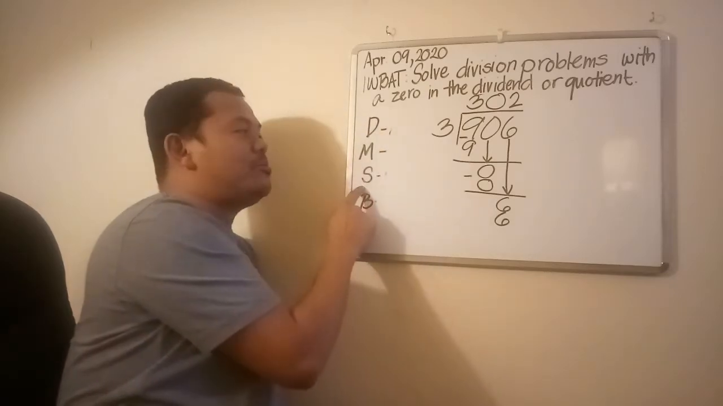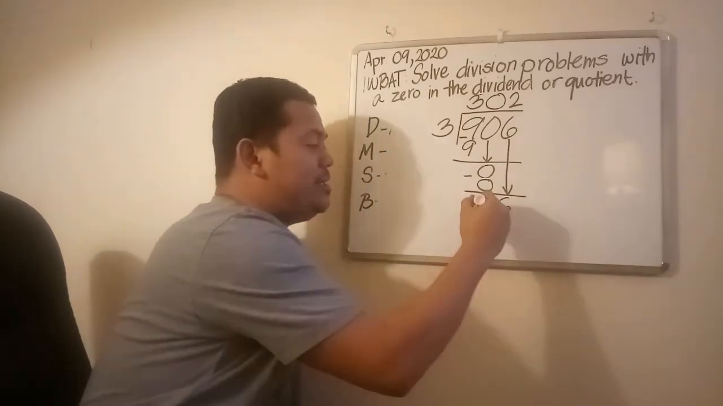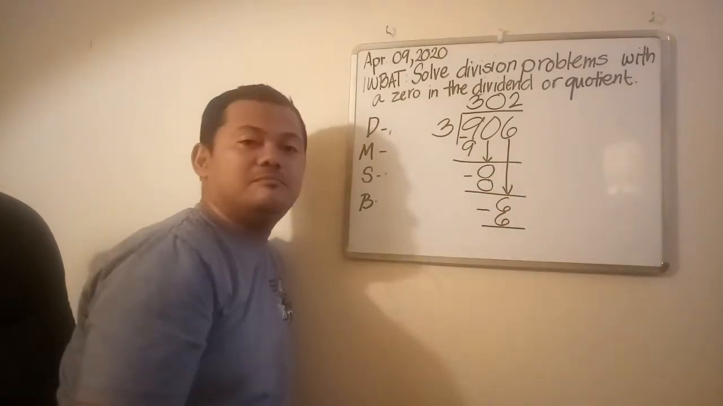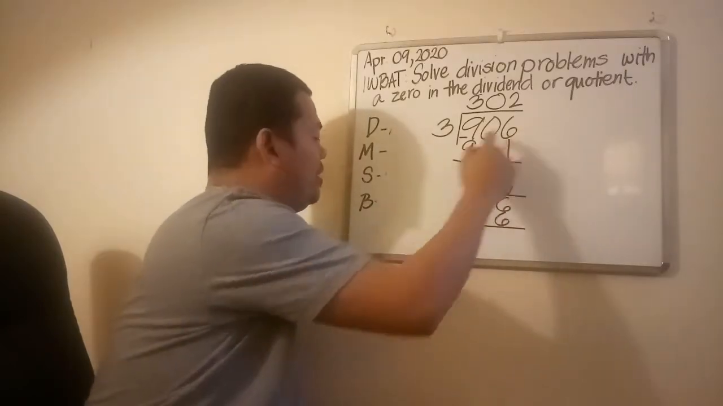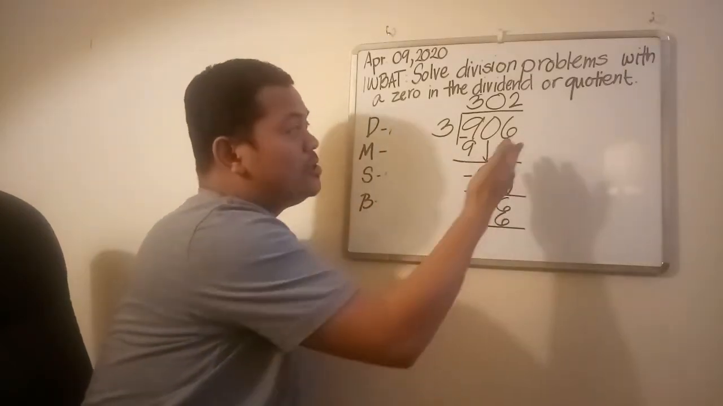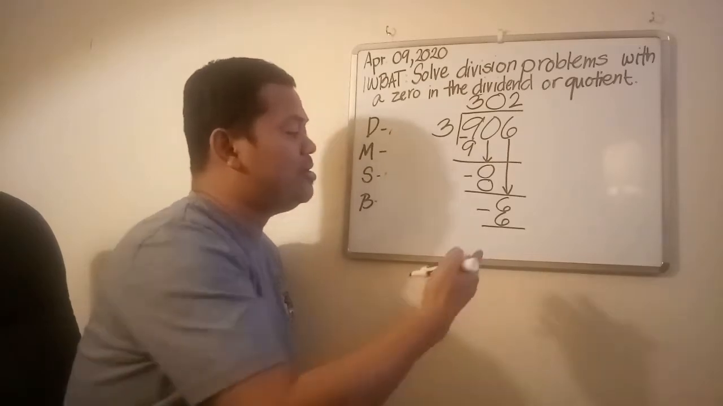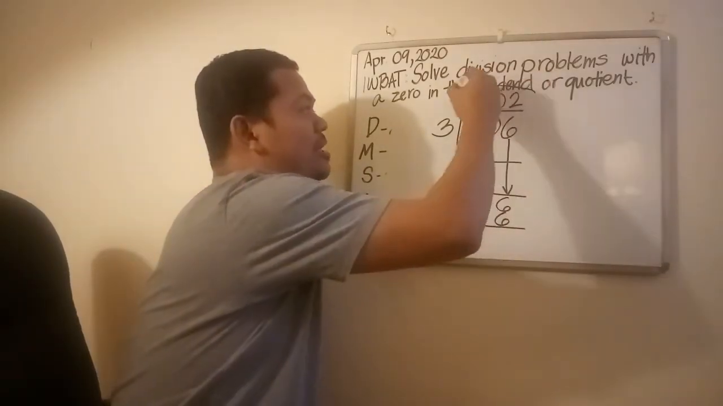There you go. Now that you multiplied 3 times 2 is equal to 6, what are we going to do next? Because we multiplied, after that we are going to subtract. 6 minus 6 is equal to what? It's 0. Right? After we subtract, we are going to what? Bring down. Do we have a number there to bring down? No more. Meaning to say, if the answer is 0 here and nothing to bring down, the answer is already 302.